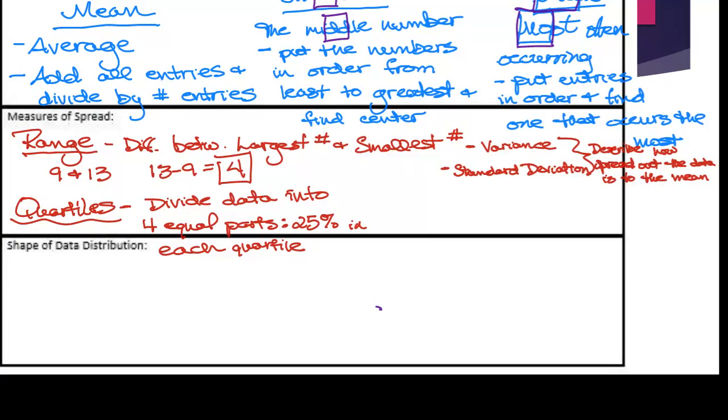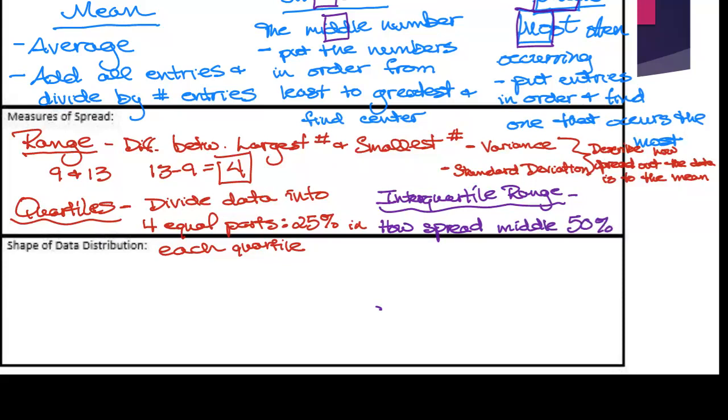Okay. And the last one in this same section, hopefully you've got some room. If not, maybe go on the side, is interquartile range. And that is how spread out, or how spread the middle 50% is. It's how spread the middle 50% is.